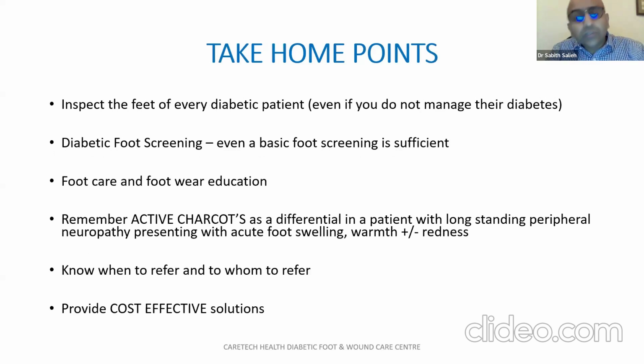So take home points, just to summarize. A few things. Inspect the feet of every diabetic patient, even if you do not manage their diabetes. As a GP or a family physician, they may come to you for a flu or something else. Their diabetes could be managed by another person, but use this opportunity to inspect their feet.